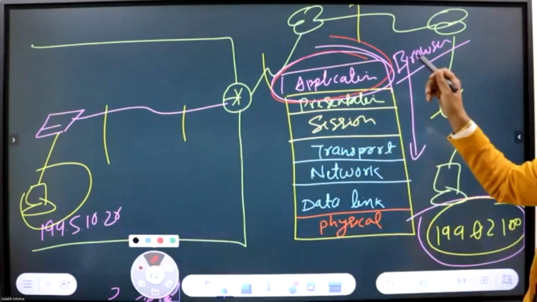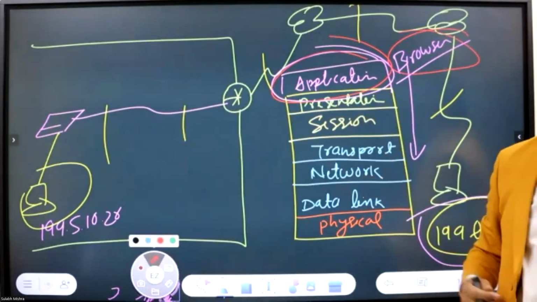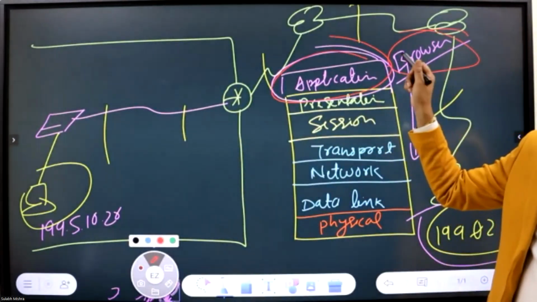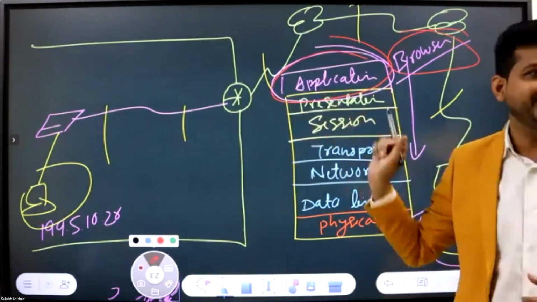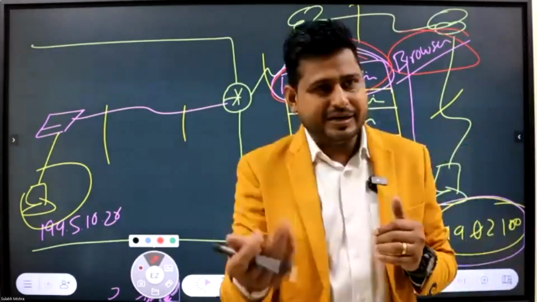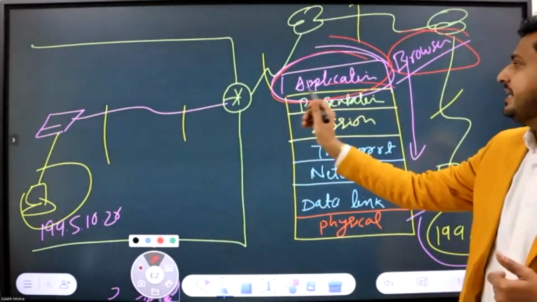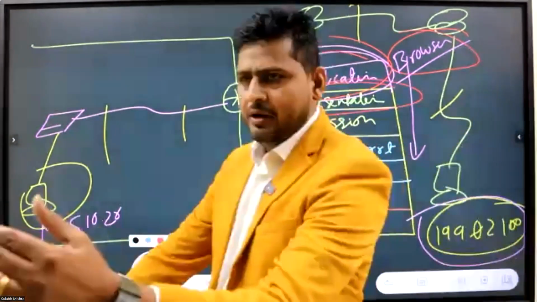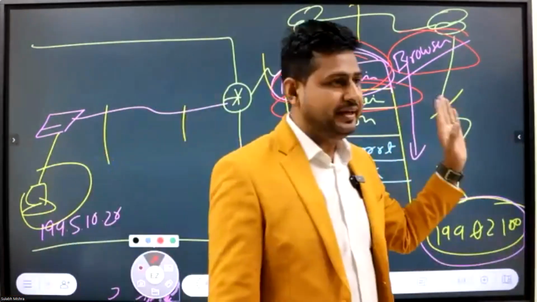Get it? So which devices come in the application layer? Your browser, your Outlook, your FTP application fall under the application layer. Understand? So you open the application before starting a communication. Then after that comes the presentation layer, which is an optional step. Not all communication happens on the presentation layer.